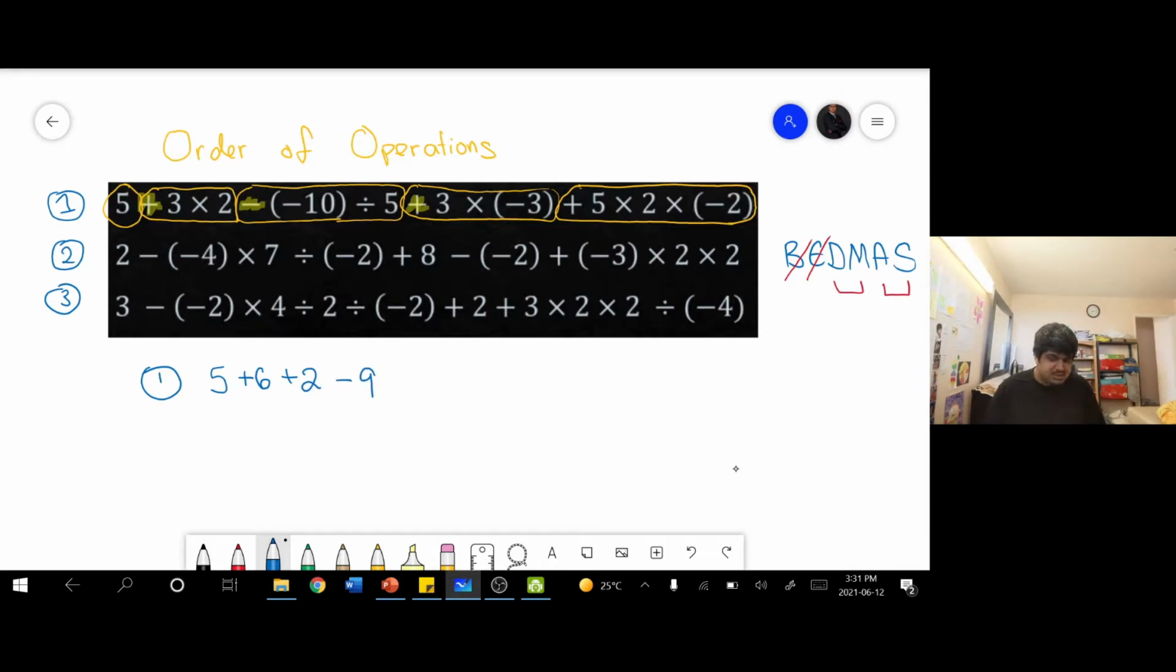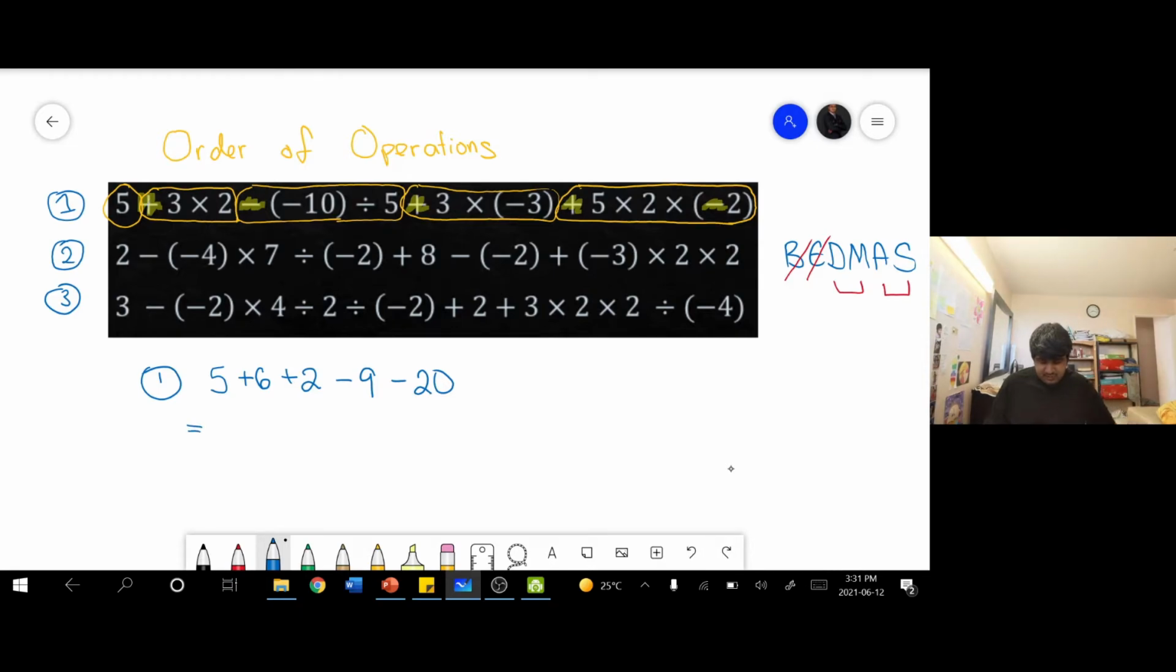And then you have a plus 5 times 2 times negative 2. We have a plus sign over here and a minus sign right here. 5 times 2 times 2 is 5 times 2, which is 10 times 2, which is 20. However, we have a positive and a negative, so it's actually going to be a minus 20. Okay? And now we can just go ahead and evaluate this.